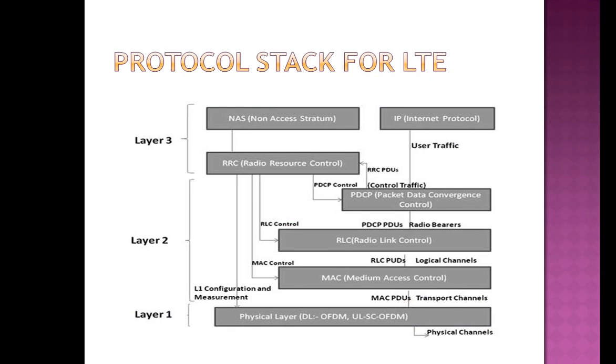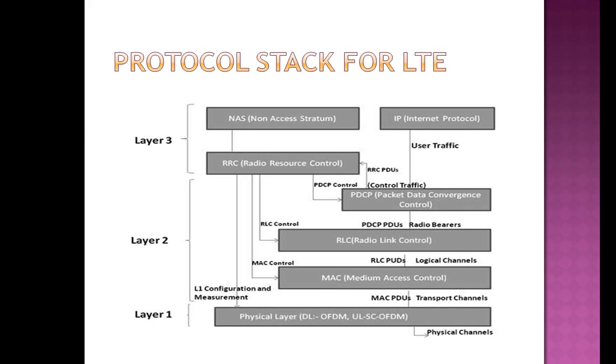This is the protocol stack. The protocol stack has three layers: layer 1, layer 2, and layer 3. The physical layer has the OFDM channel. What is its purpose? It carries both time and frequency. The channels used in earlier technologies carried only time, using FDMA and TDMA. OFDM is a new channel used for 4G technology.